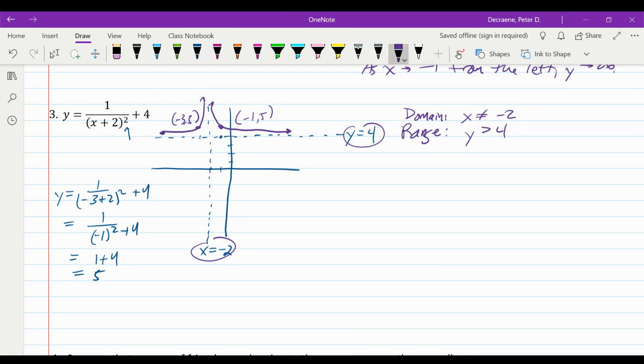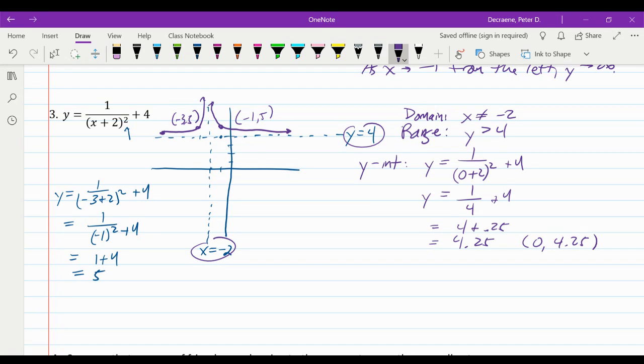The y-intercept, let's find that real quick. The y-intercept, plug in 0 for x. y equals 1 over (0 plus 2) squared plus 4. So y equals 1 over 2 squared, which is 4, plus 4. So it's going to be 4 plus 0.25. A fourth is 0.25, so it's 4.25. So (0, 4 1/4) or 4.25 is the y-intercept.